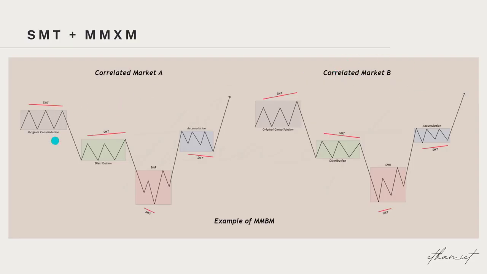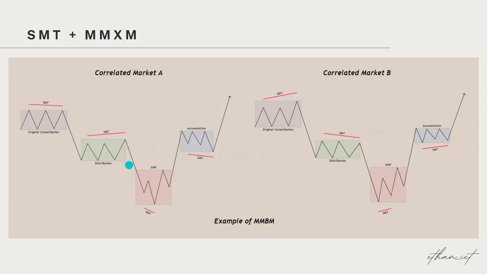So here we have a market maker buy model, right? At every phase in the market, you will find SMT divergence. Let's say you have the original consolidation. This would have been the previous market maker sell model, smart money reversal, and it turns into original consolidation. So here, to identify our first distribution phase, we find that SMT divergence, and most likely you will have expansion in the market after that occurs.